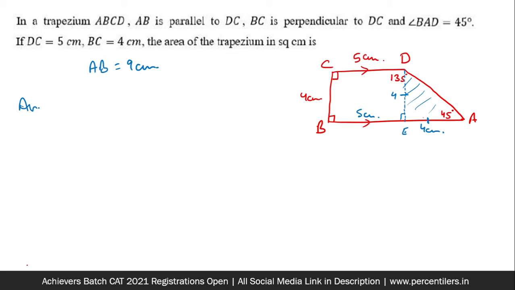So area of trapezium would be half into sum of parallel sides into distance between the parallel sides. So answer here becomes 28 centimeter square. That is going to be our final answer. So this was a must do question. Everybody must do this question.